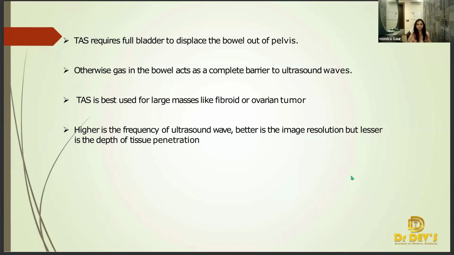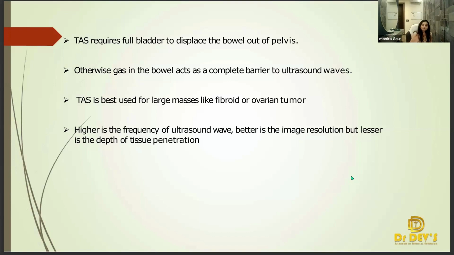The reason behind that is the field of view in transvaginal scan is limited, and the field of view in case of transabdominal scan is far bigger in comparison with the transvaginal scan.